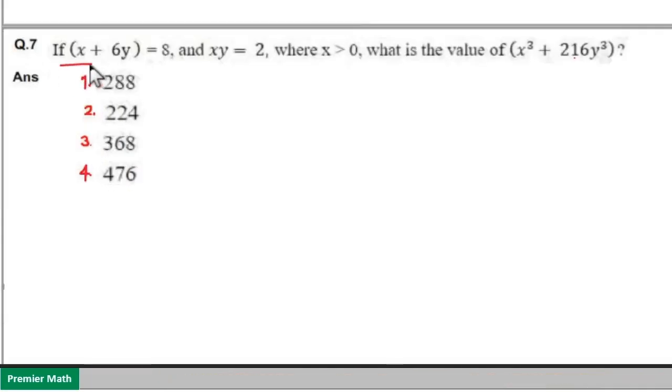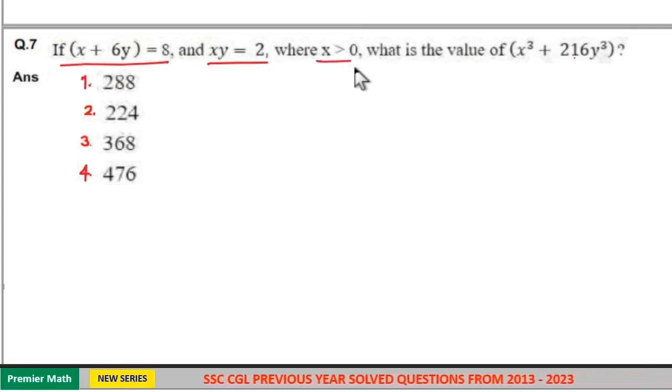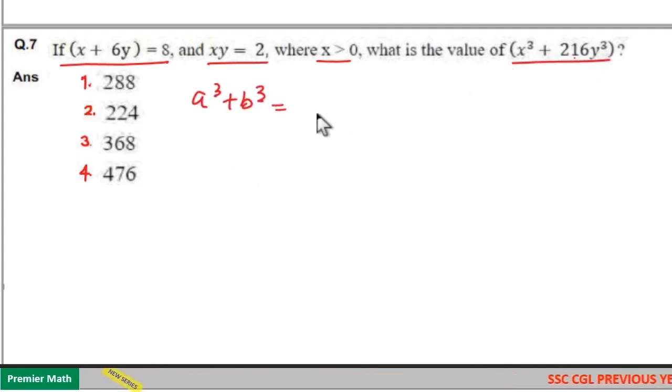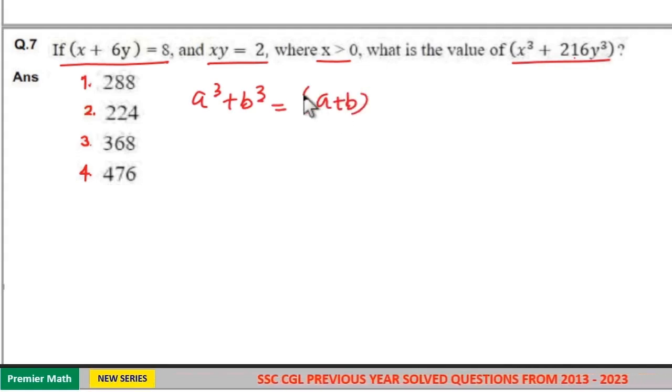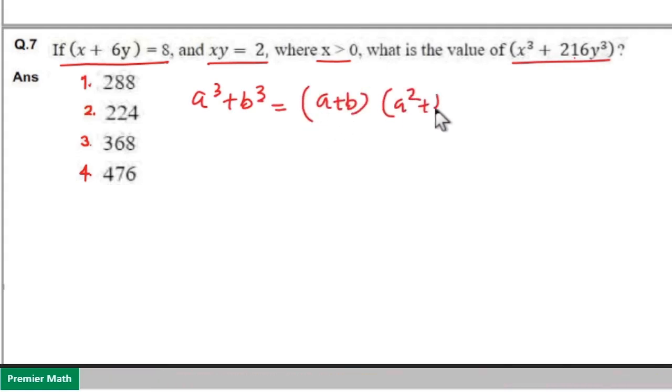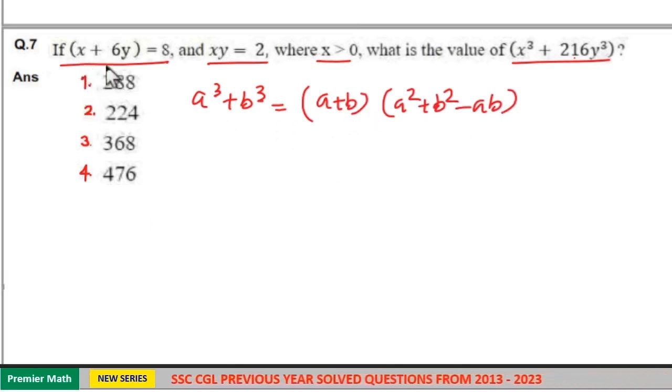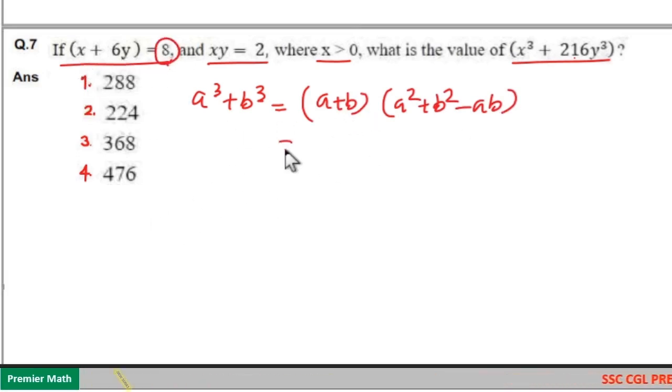If x plus xy is 8 and xy is equal to 2, where x greater than 0, what is the value of x cube plus 216y cube? Here this is in the form of a cube plus b cube, which is equal to a plus b into a square plus b square minus ab. Here a plus b means x plus 6y, which is equal to 8.